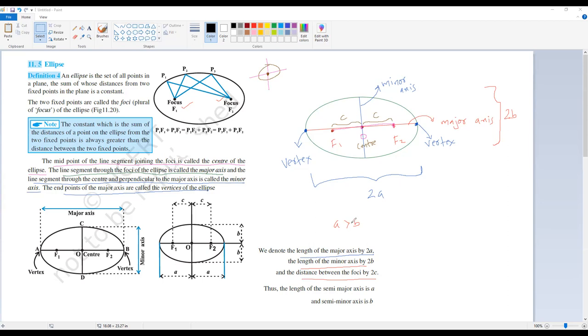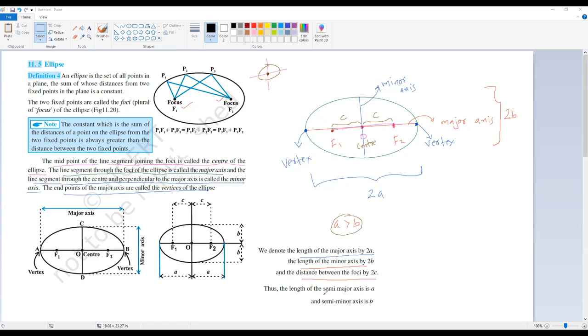So these are the letters we are using in the equation of the ellipse, a, b, c. Always we assume a is greater than b only, because major axis is bigger than minor axis. So major axis ka length hum hamesha le lenge 2a, minor axis ka length hum le lenge 2b, distance between two foci, that is 2c.